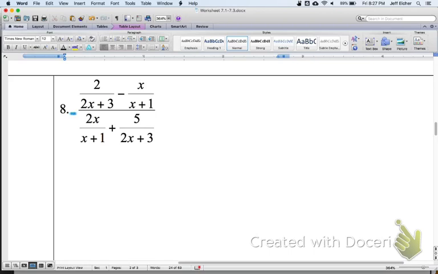Alright, we have another complex fraction. This fraction bar separates the top fractions from the bottom fractions. And let's find common denominators for both. Let's see, how much space do I need here?